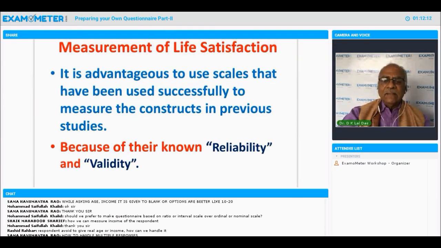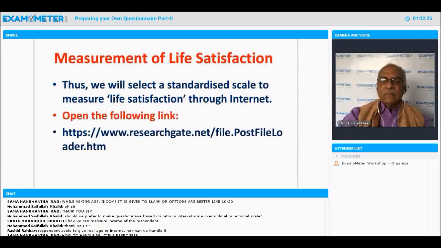It is advantageous to use scales that have been used successfully to measure the concepts in previous studies because of their known reliability and validity. Thus, we will select a standardized scale to measure life satisfaction through the internet. Open the following link. Through the internet, I am examining the scales, and one scale I'll take and use with some modification if required.